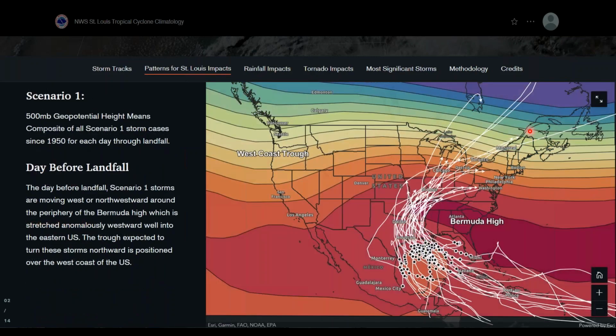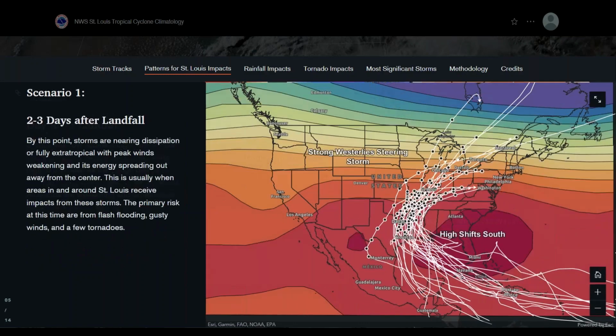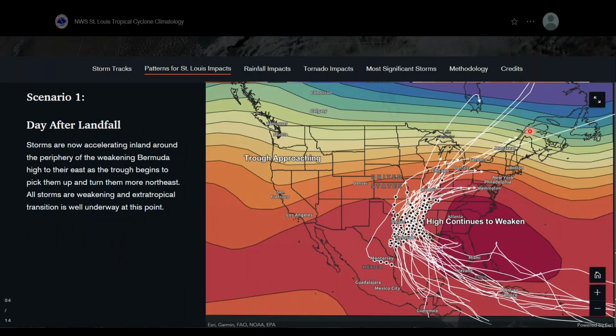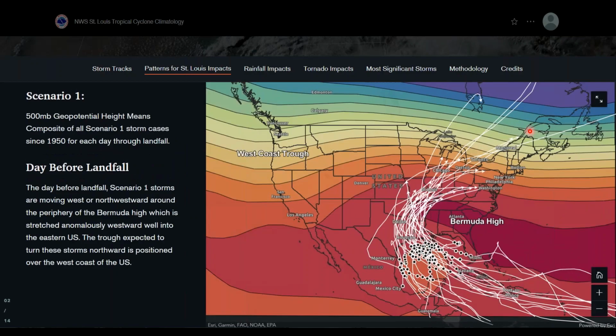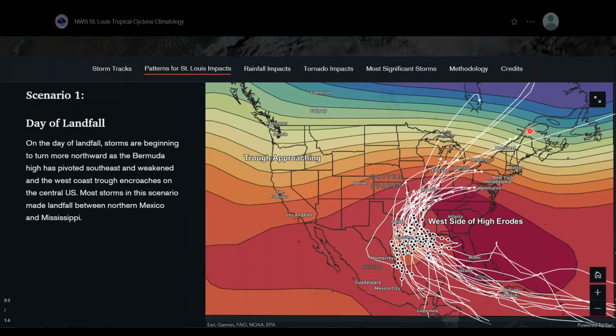So that being said too, I wanted to also visualize the geopotential height means and provide an animation more or less of how these storms evolve with the pattern. With this, I'm basically exemplifying scenario 1 in this case, and obviously scenario 2 would be provided in the story map itself.